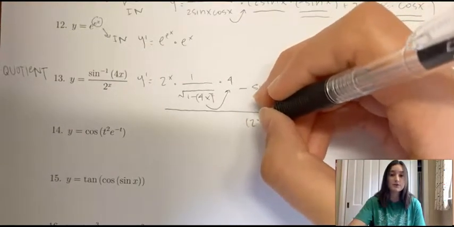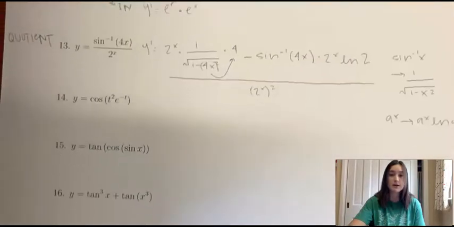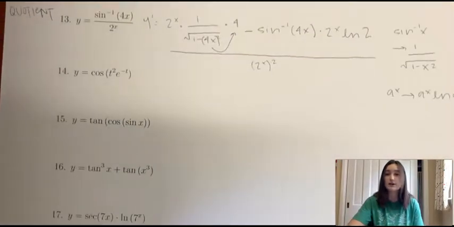And just as a review of those kind of tricky derivatives, I'm going to write them out to the side so you can see inverse sine of x and a to the x. Those are just some tricky derivatives. So chain rule comes into play here. Remember that with that 4x. And then, yep, that's it. Other than that, it's just quotient rule. So now we're going to move on to 14.